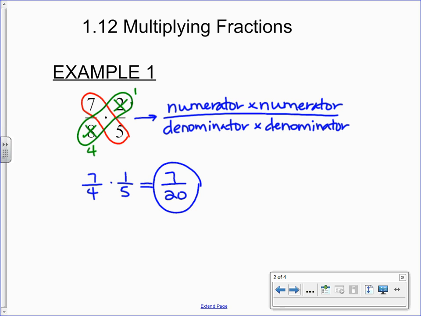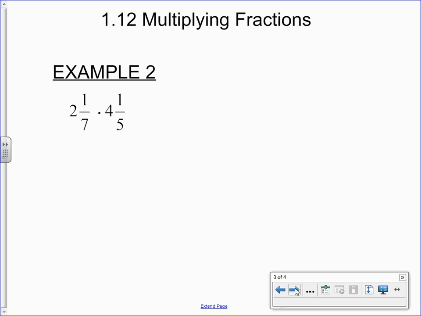When dealing with fractions, it's kind of difficult to check if your answer is reasonable because you have to really have a good understanding of how much a fraction is. And we'll talk about that more in class. Let's look at another multiplication example.